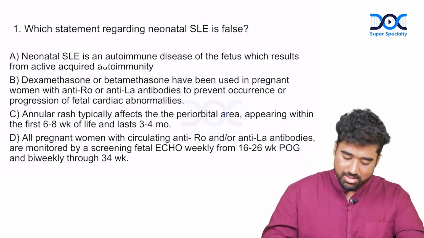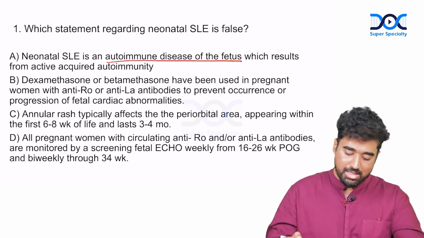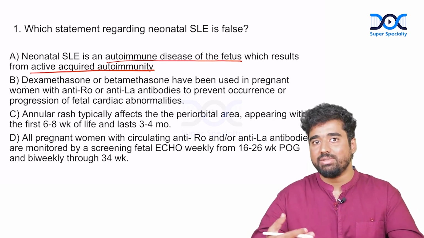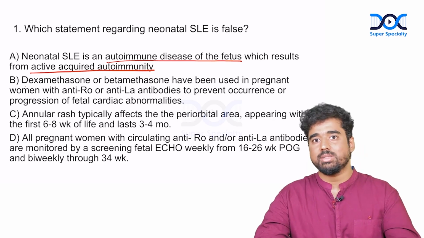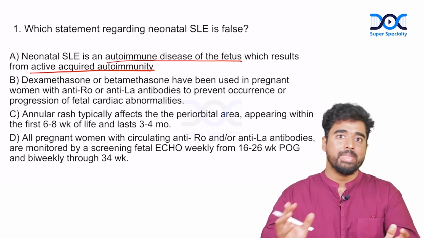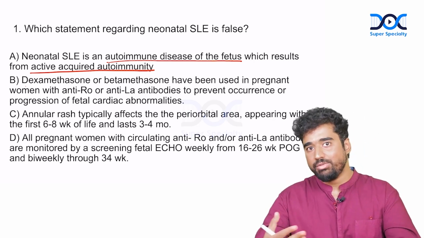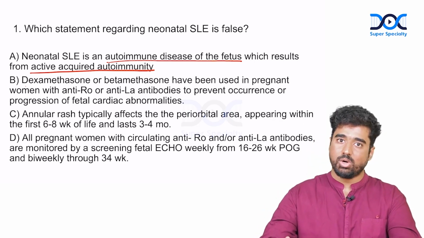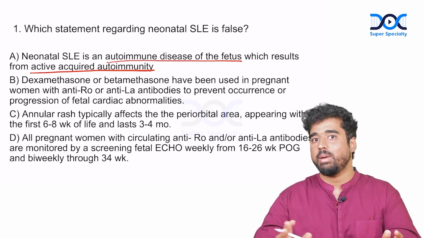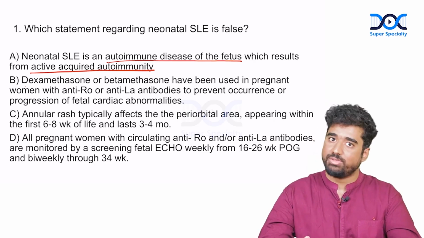two wrong statements here. One is that the autoimmune disease of the fetus is not exactly a correct statement. Secondly, active acquired autoimmunity. This is definitely wrong because it is a passive acquired autoimmunity. So what happens in this disease is the maternal antibodies transfer transplacentally into the fetal body, and there these antibodies, mainly the anti-Ro and anti-La antibodies, act on various organs of the neonate and cause autoimmunity. So this is autoimmunity, but it is a passively acquired autoimmunity. It's definitely not right to call it an autoimmune disease of the fetus.